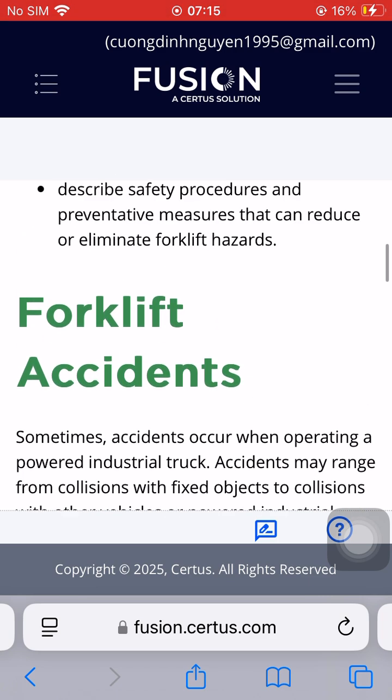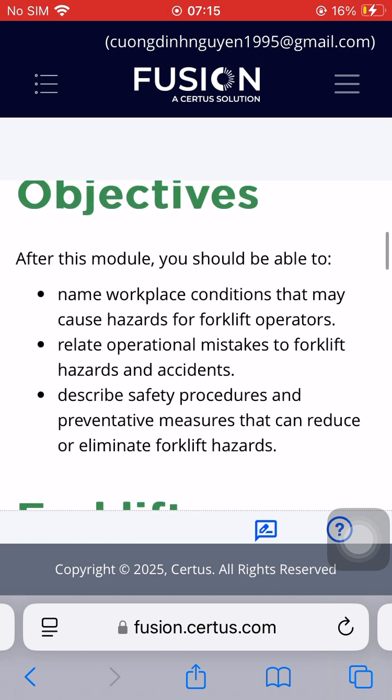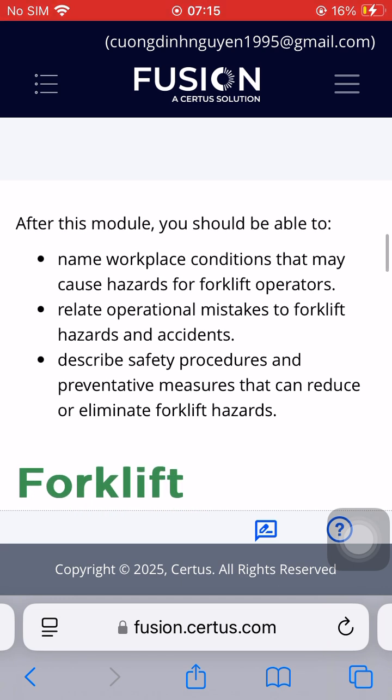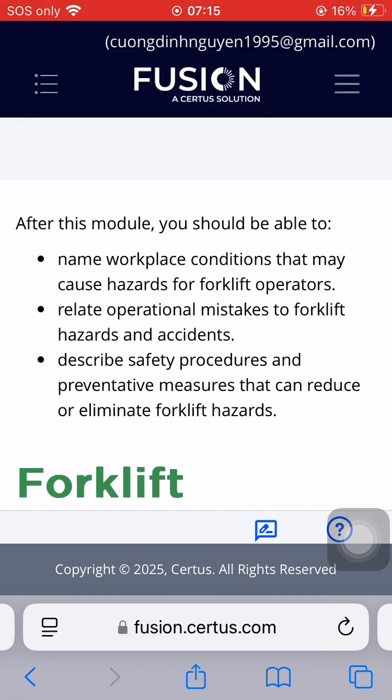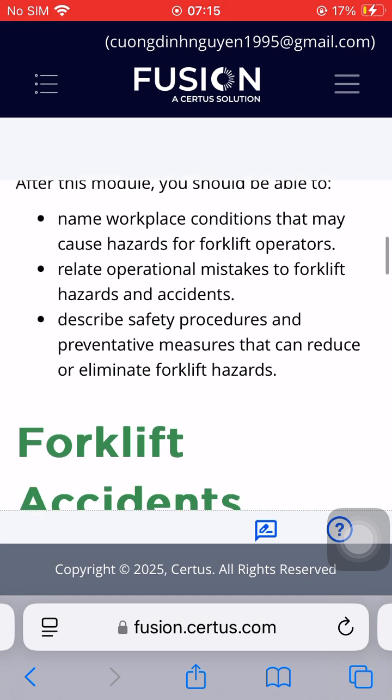After this module, you should be able to: 1. Name workplace conditions that may cause hazards for operators. 2. Relate operational mistakes to powered industrial truck hazards and accidents. And 3. Describe safety procedures and preventative measures that can reduce or eliminate powered industrial truck hazards.